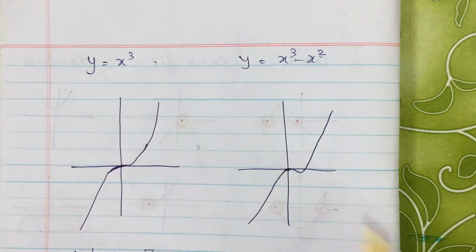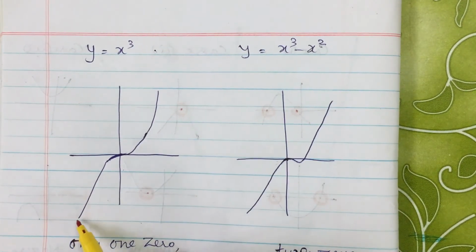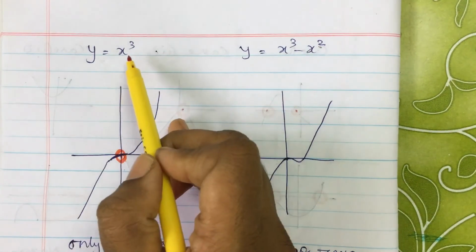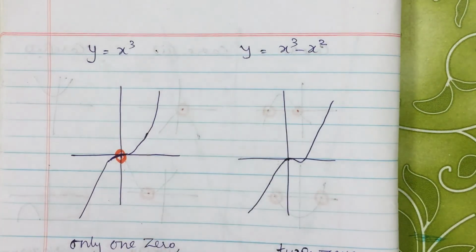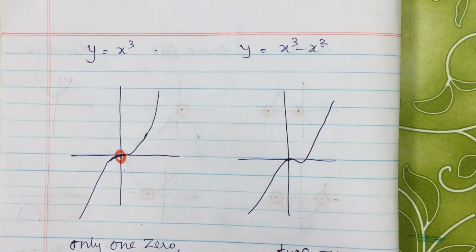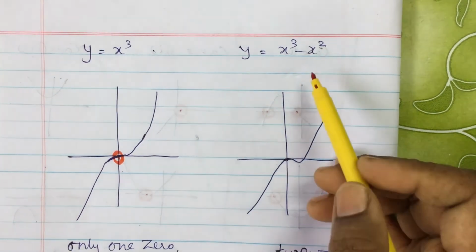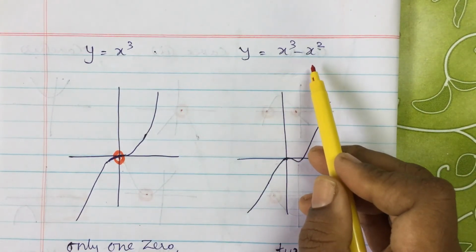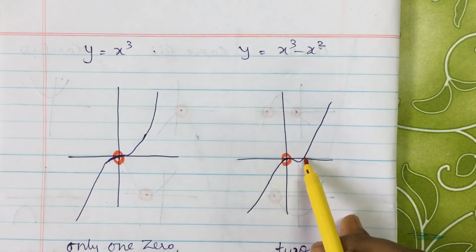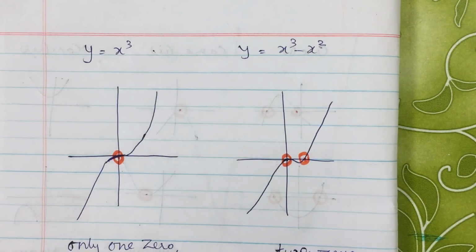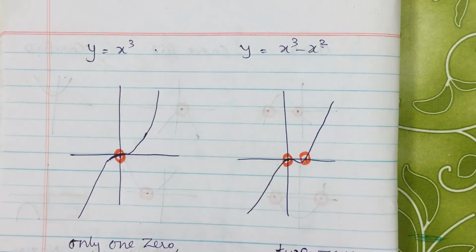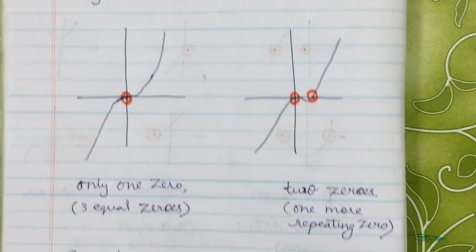Y is equal to x cube. If you plot this as a graph, the shape of the graph will be somewhat like this. So here you can observe you have only 1 zero. Since the degree of the polynomial is 3, surely there will be 3 zeros, but all the 3 zeros are equal and it is 0. Numerically it is 0. And coming to this example, y is equal to x cube minus x square. So the graph is looking like this. It is cutting the x-axis at 2 points. One is 0 and another one is some value. So you will be getting 2 zeros, right?